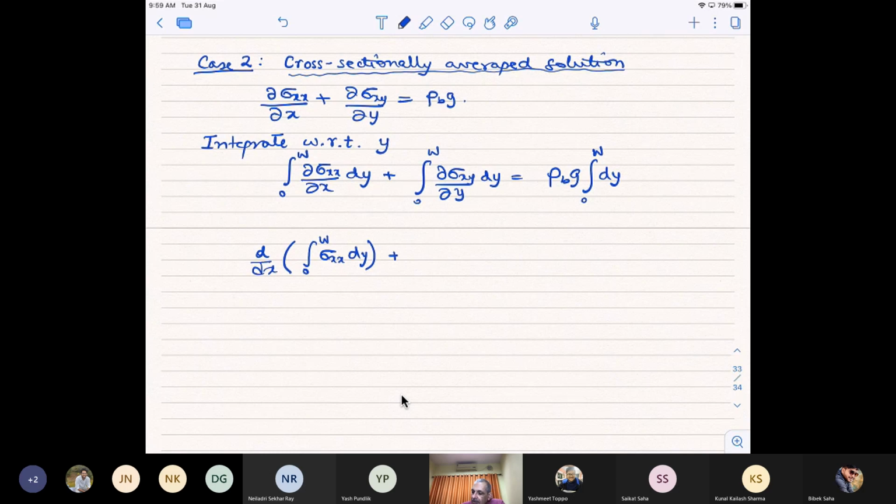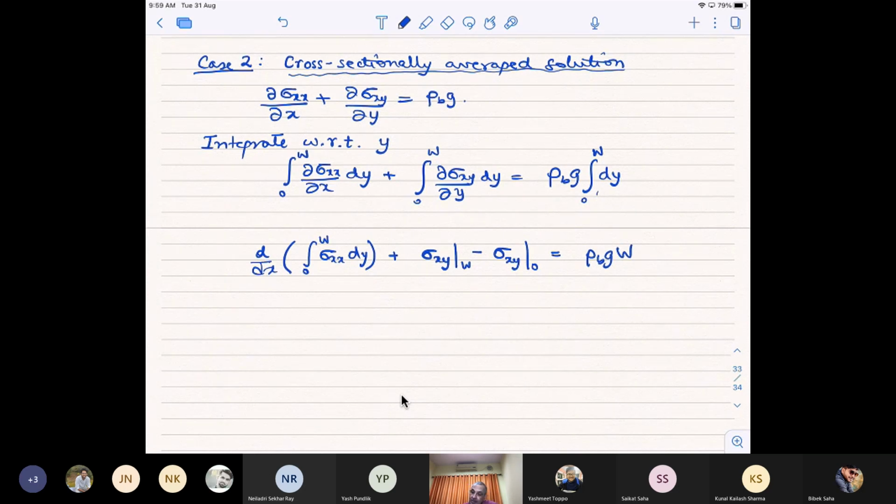Now the second one is an integral of a derivative, so we can just straight off write down the values, and that is sigma xy evaluated at w minus sigma xy evaluated at 0. So you can see there is a simplification. And this one also, since I've integrated this with respect to y from 0 to w, the integral of dy is just w. So this is what we did.